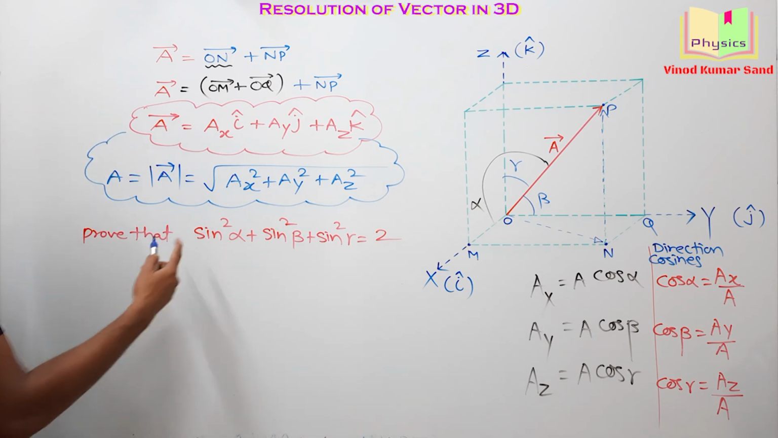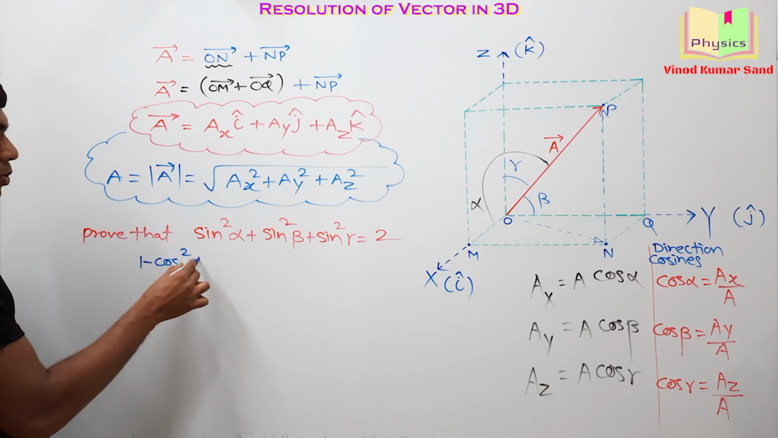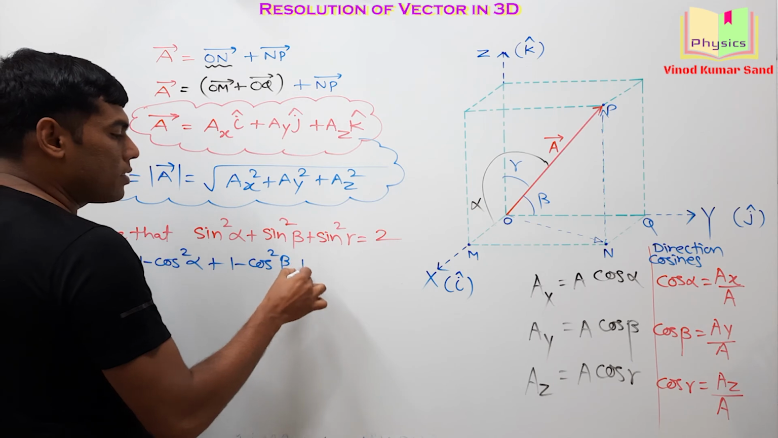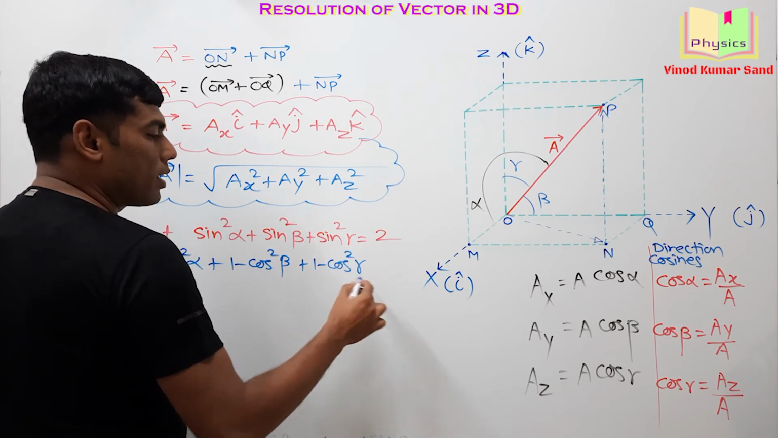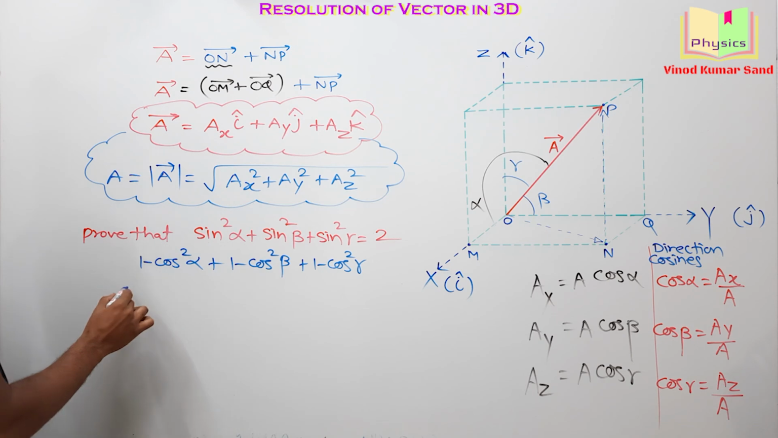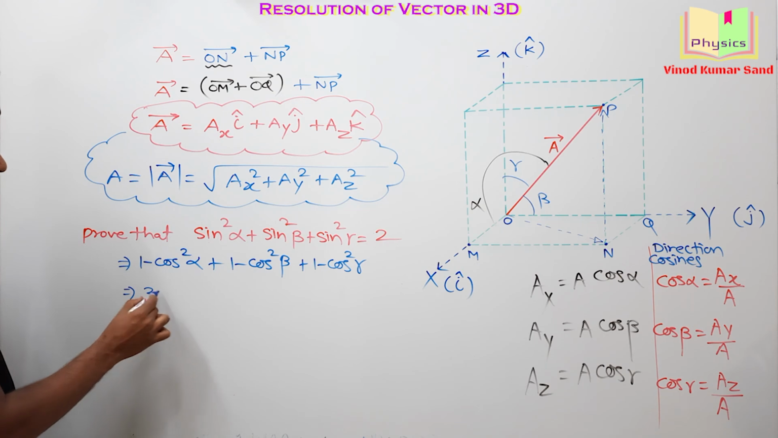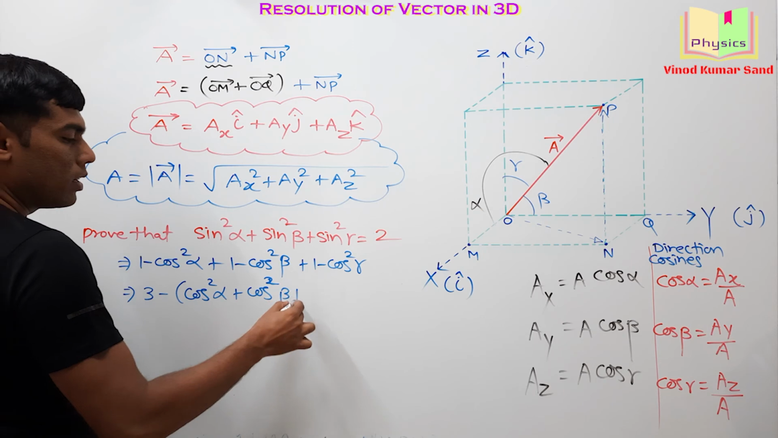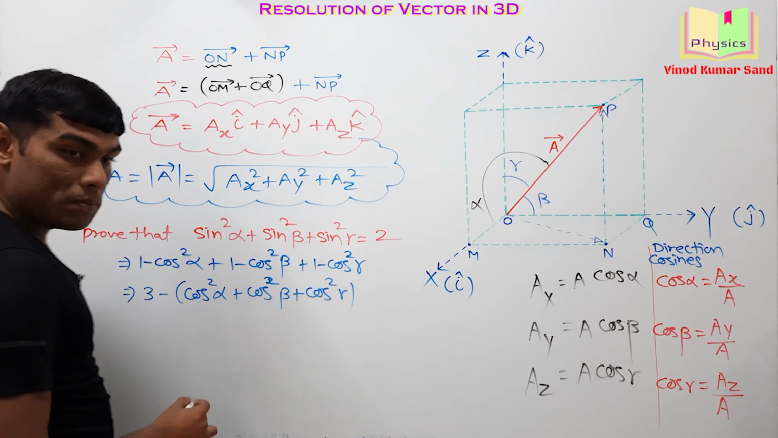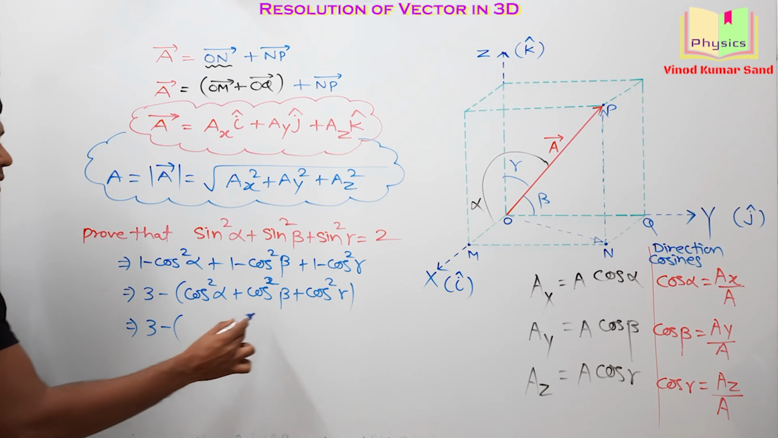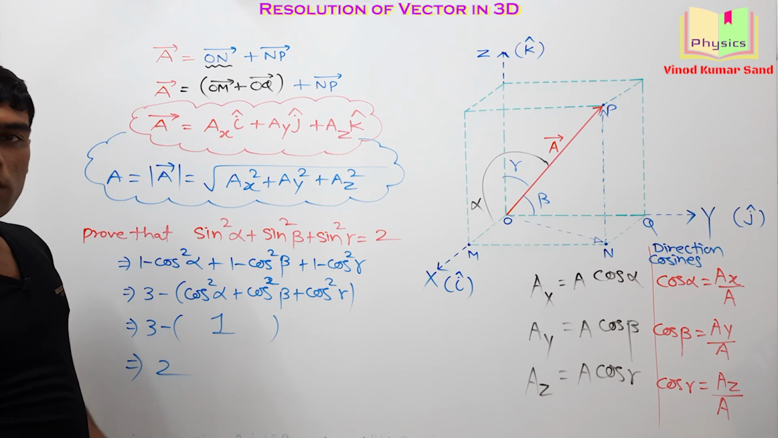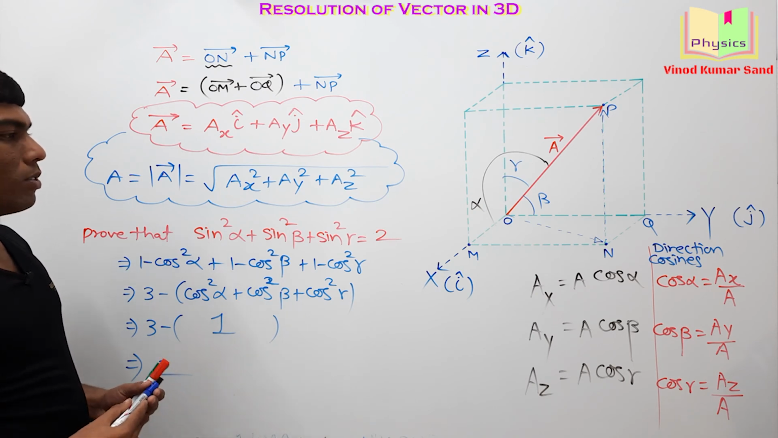At the place of sine square alpha, we can write 1 minus cos square alpha. Similarly, this can be written as 1 minus cos square beta. And this in turn can be written as 1 minus cos square gamma. Getting it? Simplifying it further, this is 3 minus (cos square alpha plus cos square beta plus cos square gamma). And we know that this entire bracket has the value 1. So your answer is what? 2. Simple derivation. Note it down.